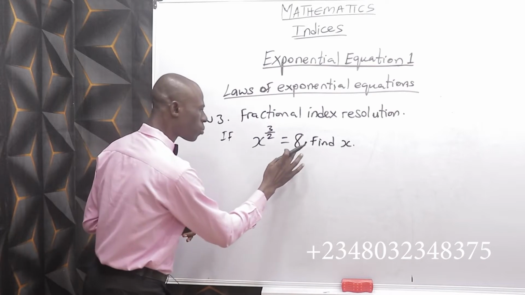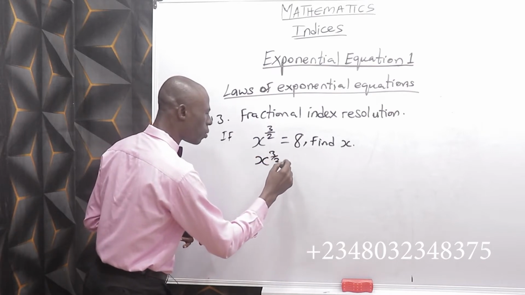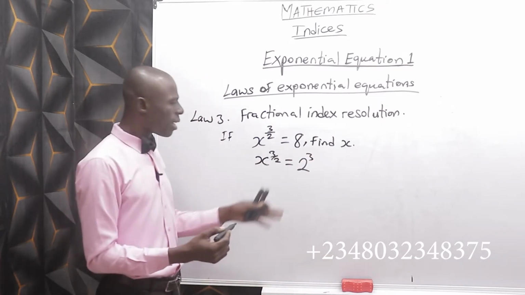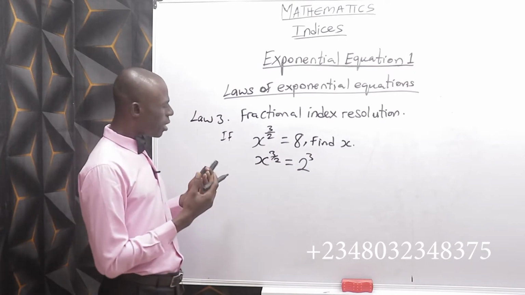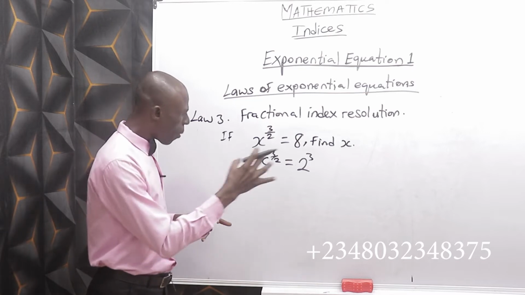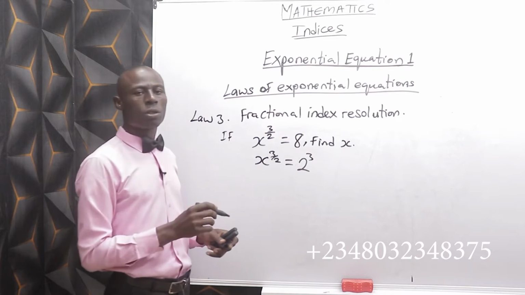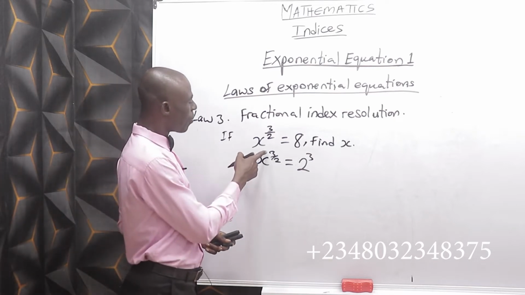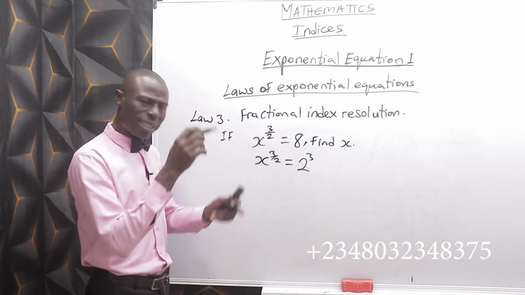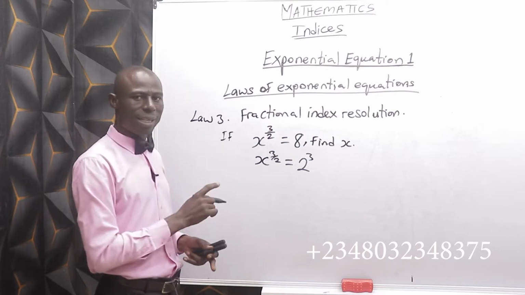This is what I mean. I rewrite it as x raised to power 3 over 2, which is equal to 2 raised to power 3. I write 8 in index form. Now, the instruction is to solve this. Multiply the powers on both sides by the reciprocal of the power of the unknown. The power of the unknown here is 3 over 2. The reciprocal of 3 over 2 is 2 over 3. It is that 2 over 3 you will use to multiply the powers on both sides.